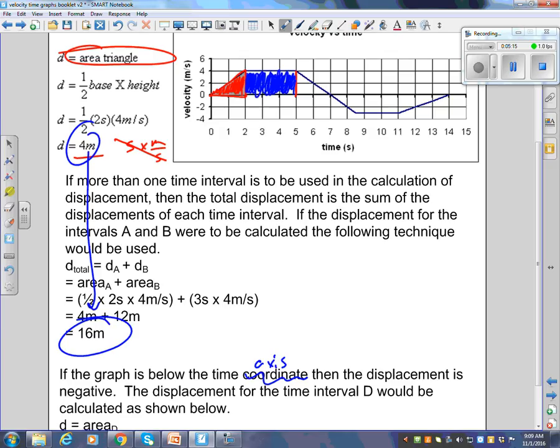The displacement is negative, that's all. Because when you're down here, the velocity is negative, which means you're moving to the left, so your displacement is going to be negative, right? So for example, the displacement for time interval D would be calculated as shown below.